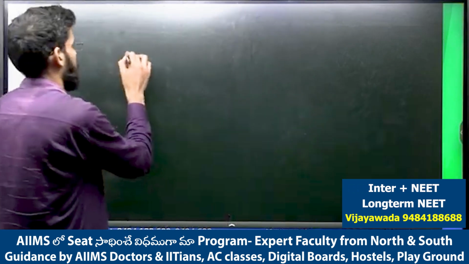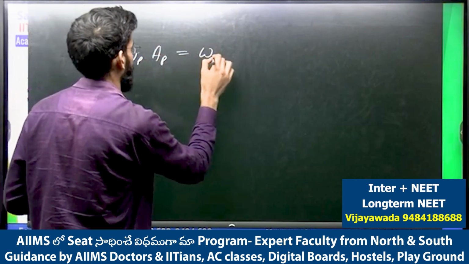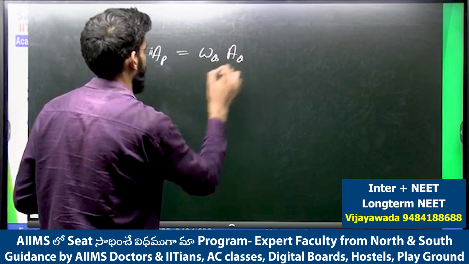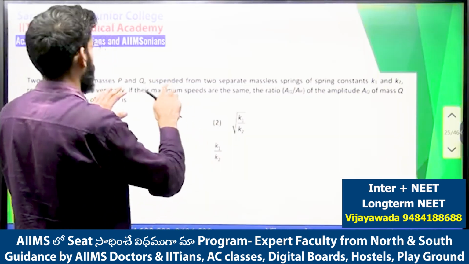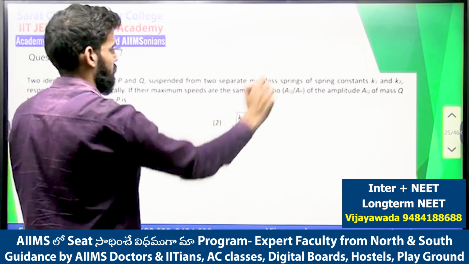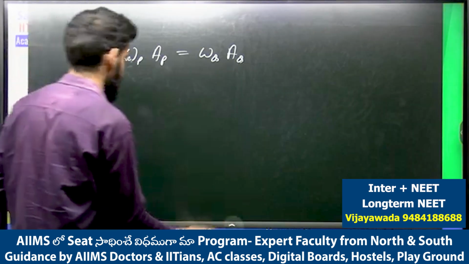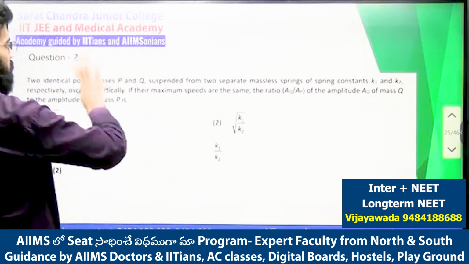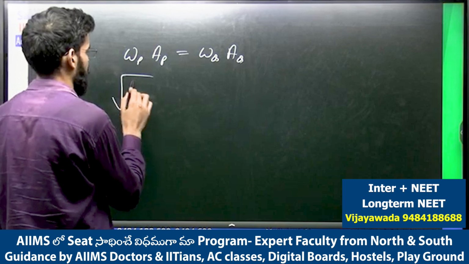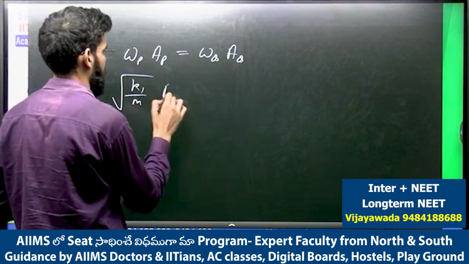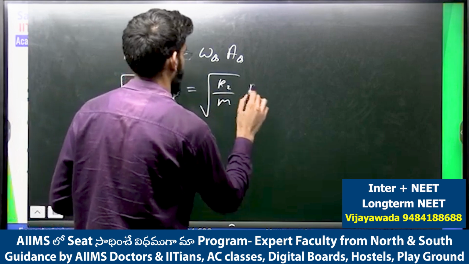Maximum speed is what? Omega P into AP is equal to omega Q into AQ. Related to P there is K1 and related to Q there is K2. So what is the omega formula? Is the mass the same or not? Two identical point masses means the mass is the same. So omega is under root K by M. So under root K1 by M into AP is equal to under root K2 by M into AQ.